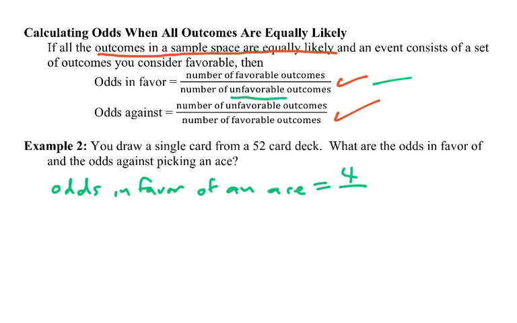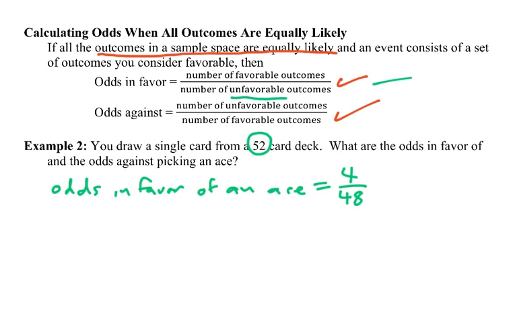Well, an unfavorable outcome would be picking something that isn't an ace. Now, we don't have that directly, but we know this. There are 52 cards in the deck. 4 of them are aces, and that's what we consider favorable. All the rest would be unfavorable. So in our case, that'd be 48. 4 over 48. The odds in favor of an ace are 4 over 48.